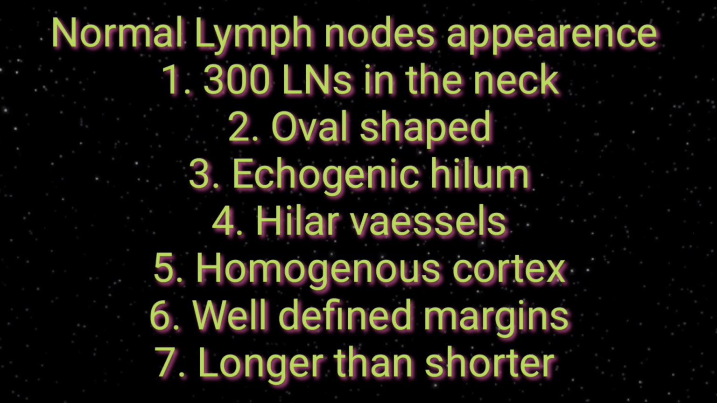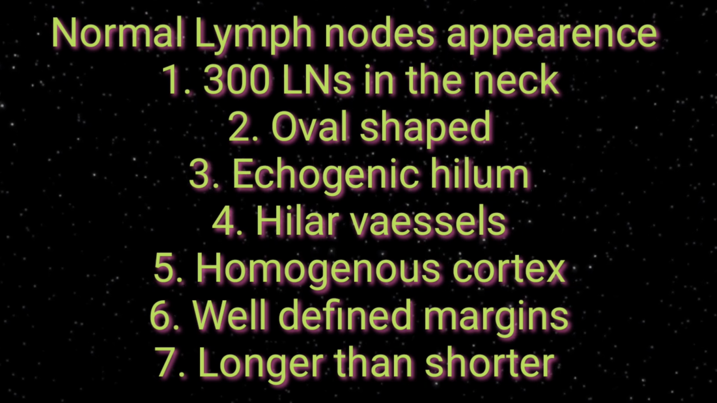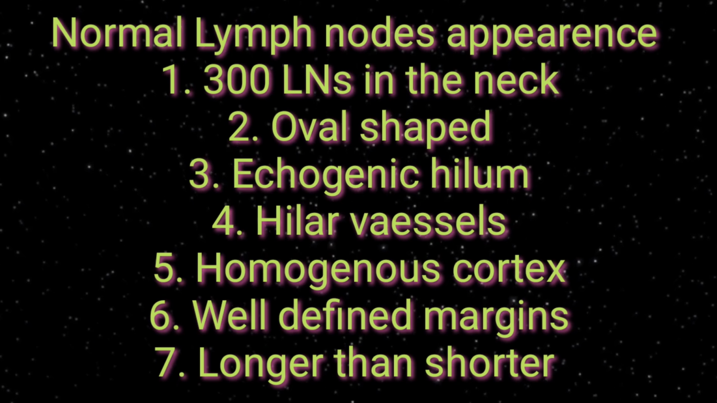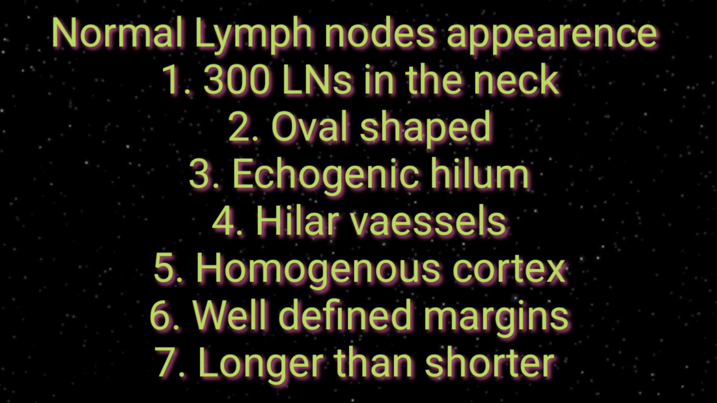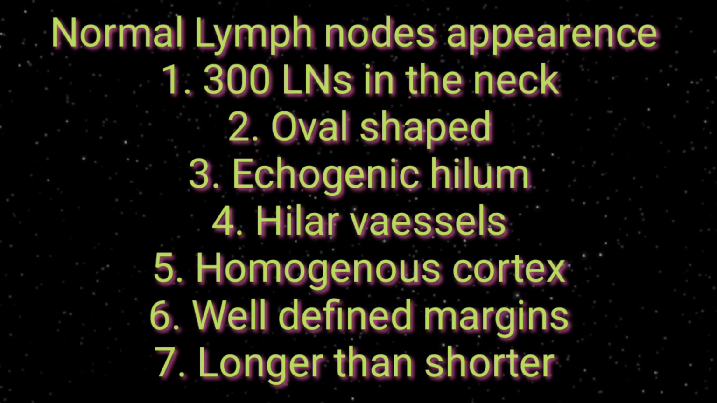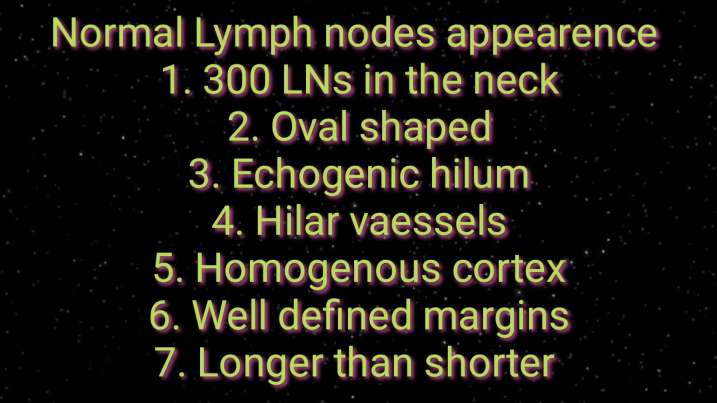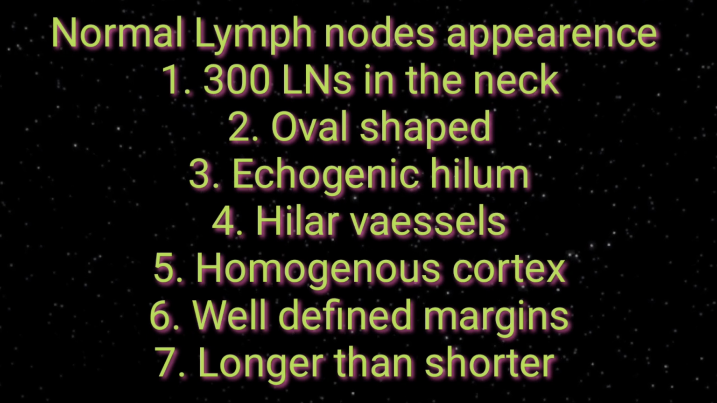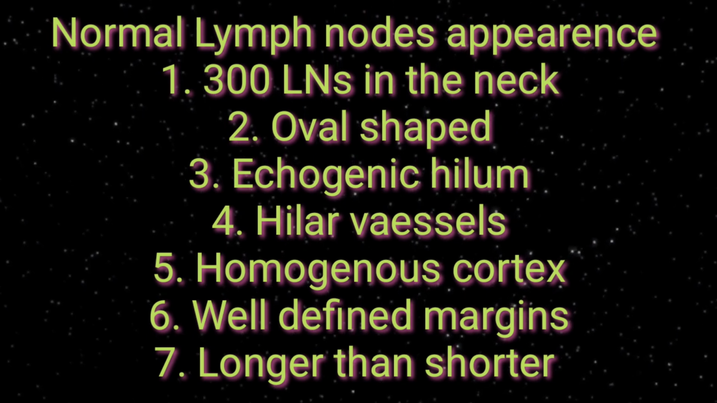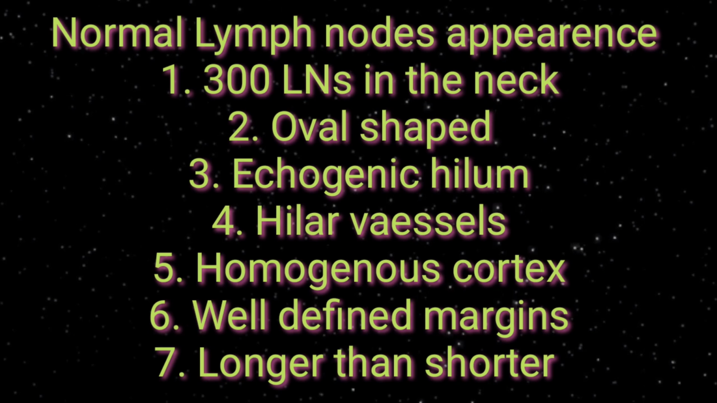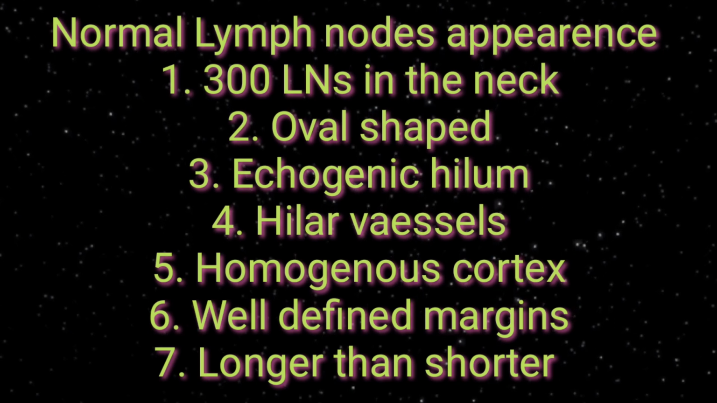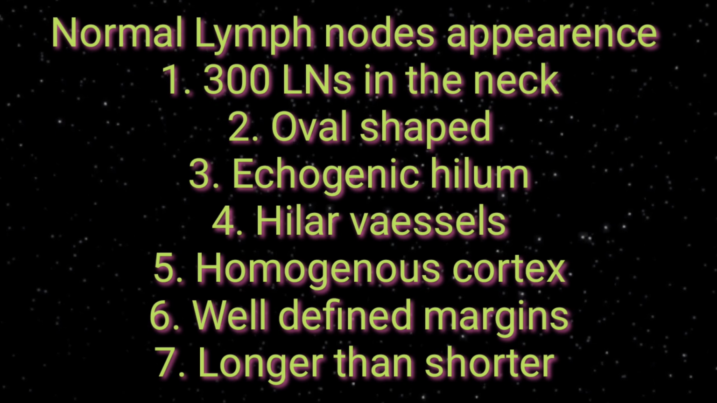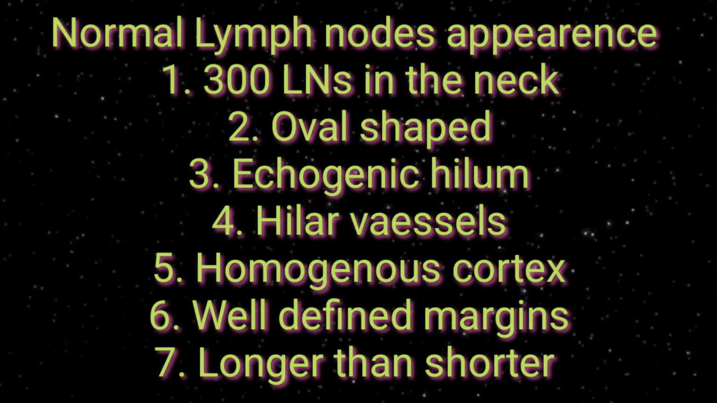Keep in mind that there are more than 300 lymph nodes in the neck region. As far as the normal lymph node appearance is concerned, it should be oval in shape. It should have an echogenic hilum, and this hilum shows normal vascularity on Doppler imaging. As far as homogeneity is concerned, its cortex should be homogeneous, and it should have a well-defined margin.